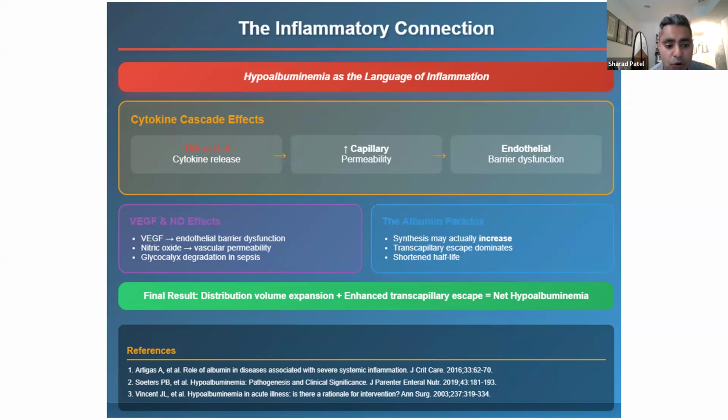When you're critically ill, you have more VEGF, so sepsis is a perfect example. And this destroys the endothelial barrier. It causes endothelial barrier dysfunction. The nitric oxide also increases vascular permeability. So in sepsis, this is increased.